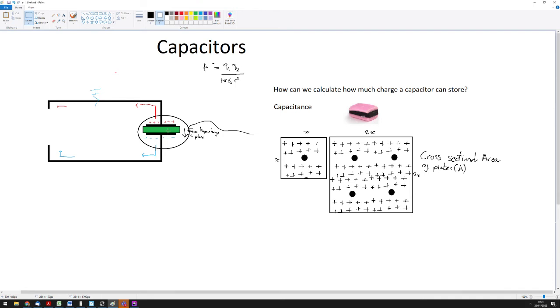What's holding those charges in place? The force of attraction. How do we make that force of attraction stronger? We reduce the distance between the plates. This is why we can't get very big air capacitors. You can make a capacitor out of air.